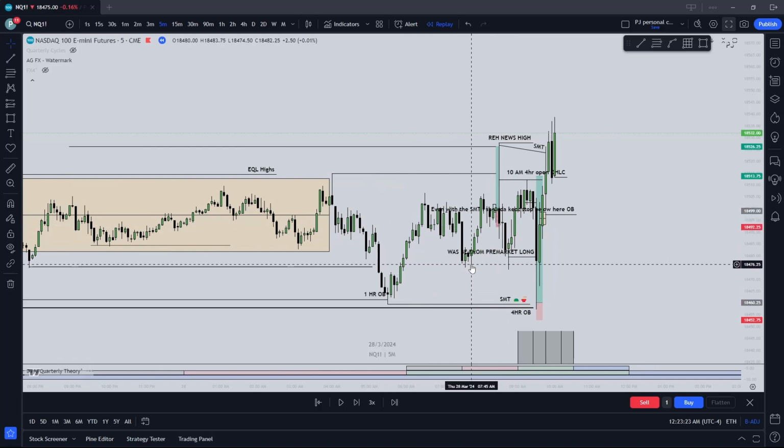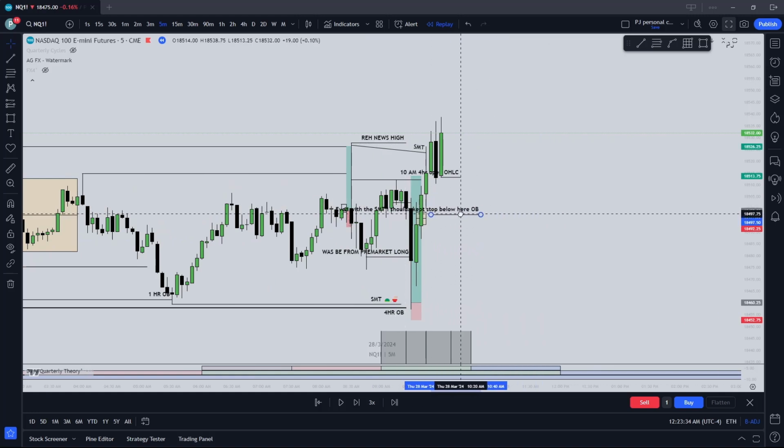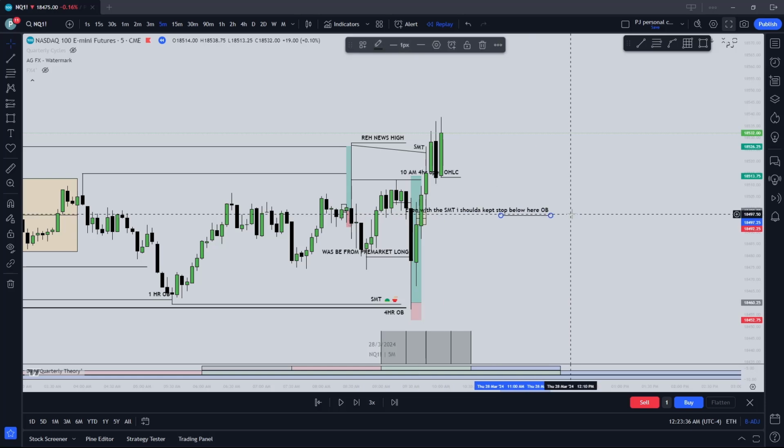Accumulate, small time manipulation, accumulation, manipulation, distribution into a retracement, right, into the DOL, right. I don't know where I moved that from. All right, whatever.